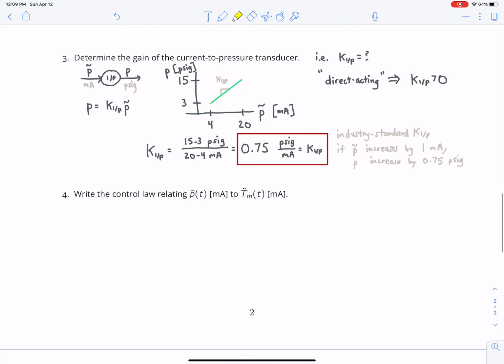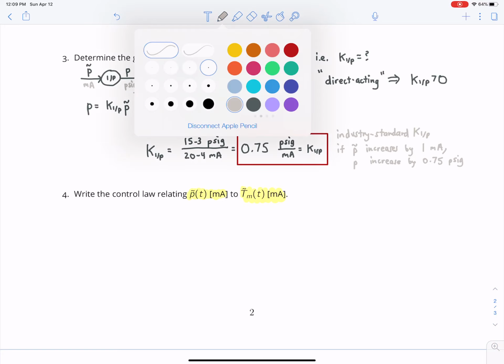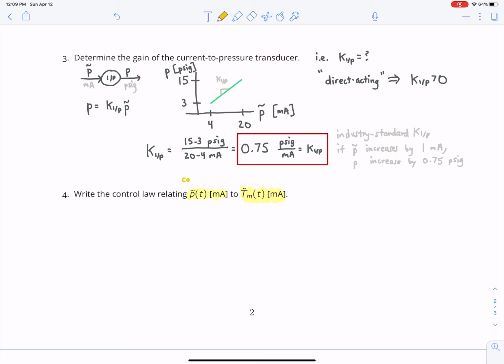All right, finally, we can write the control law. It's a proportional controller that relates the controller output to the measurement in electronic form. So let me write this. So this is the controller output to the measurement, the measurement in electronic signal form.